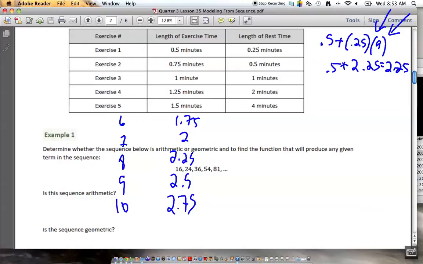Now, what kind of sequence is the length of exercise sequence? What is the one that you add over and over again? Arithmetic. There you go.